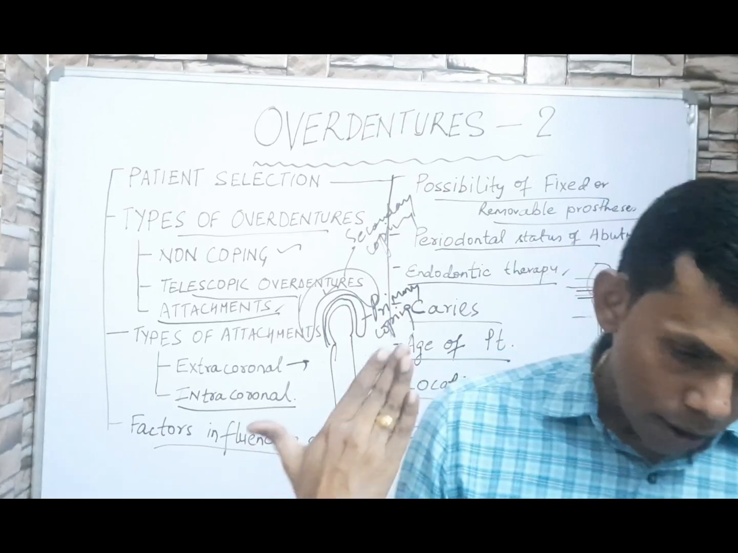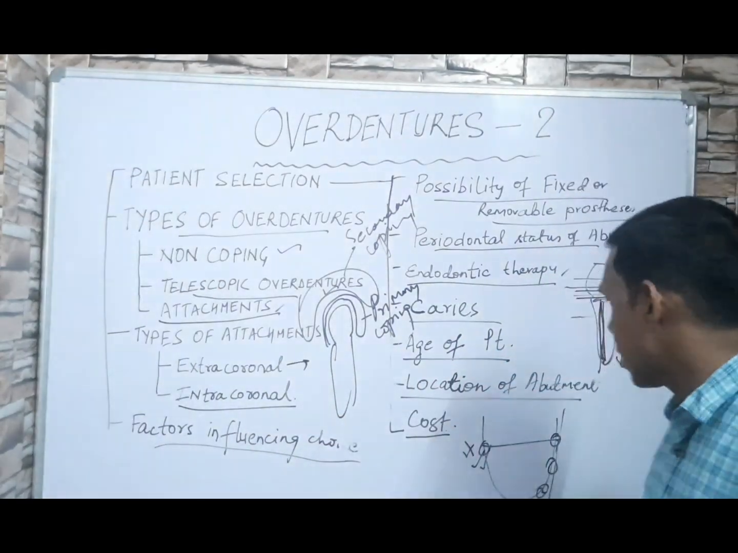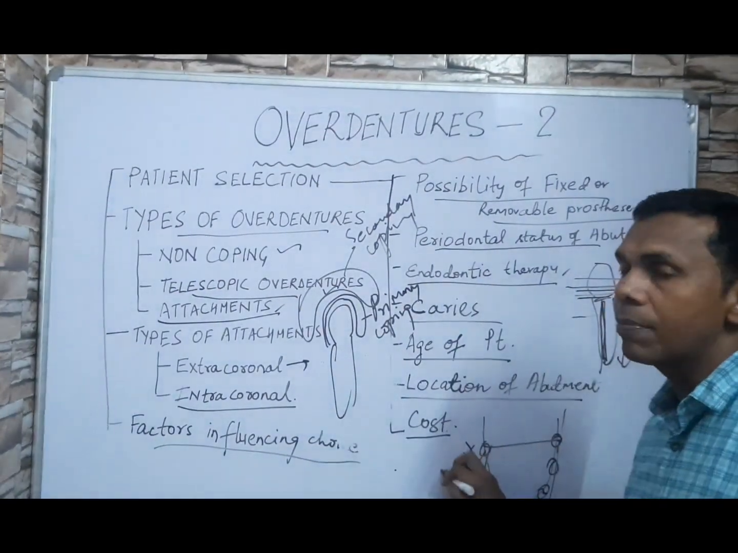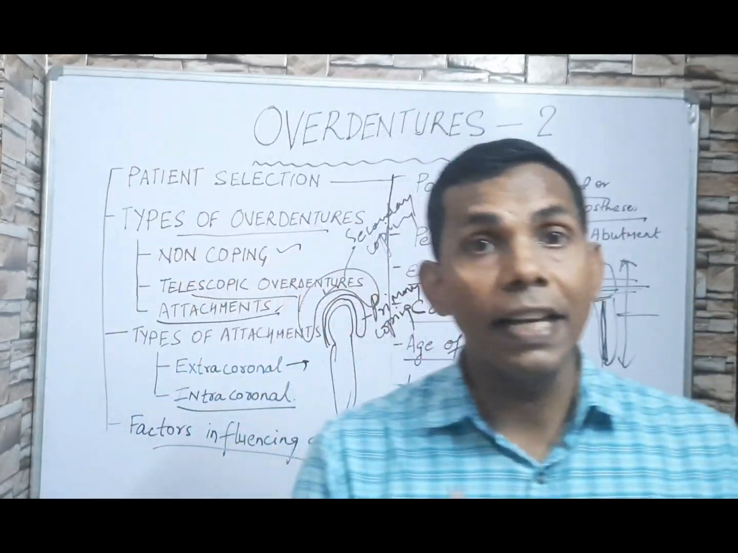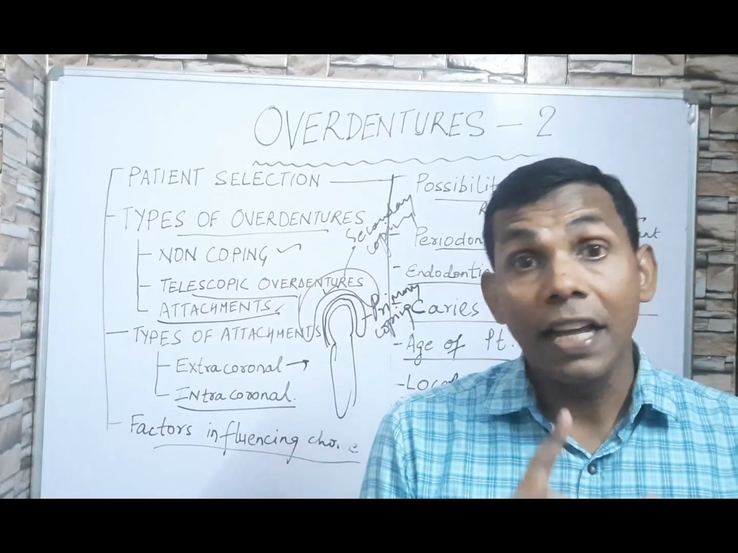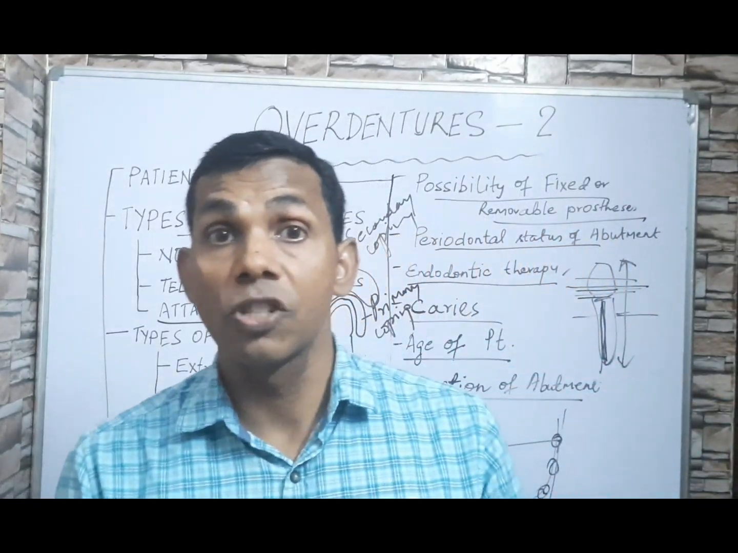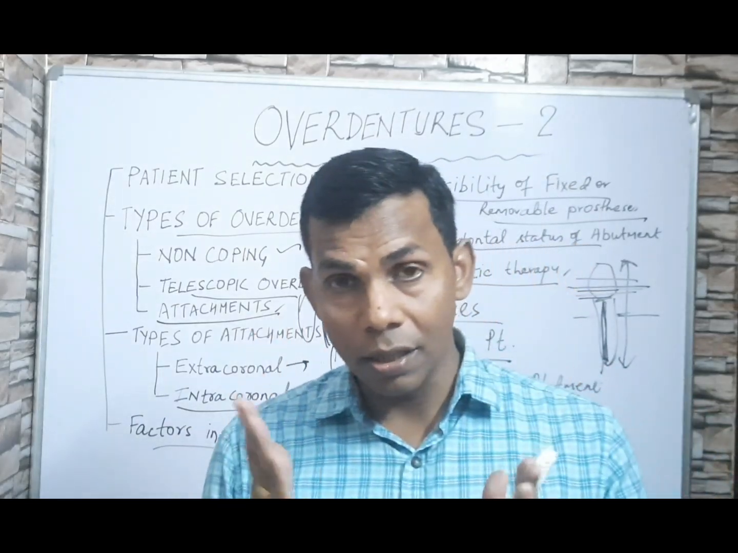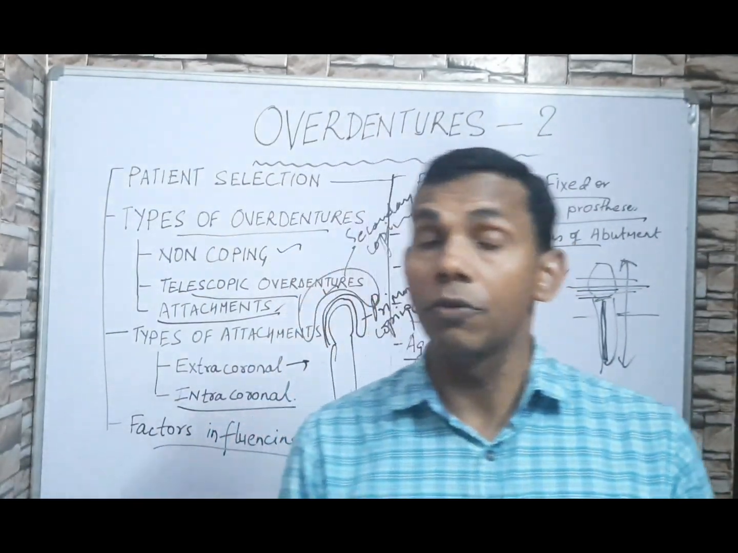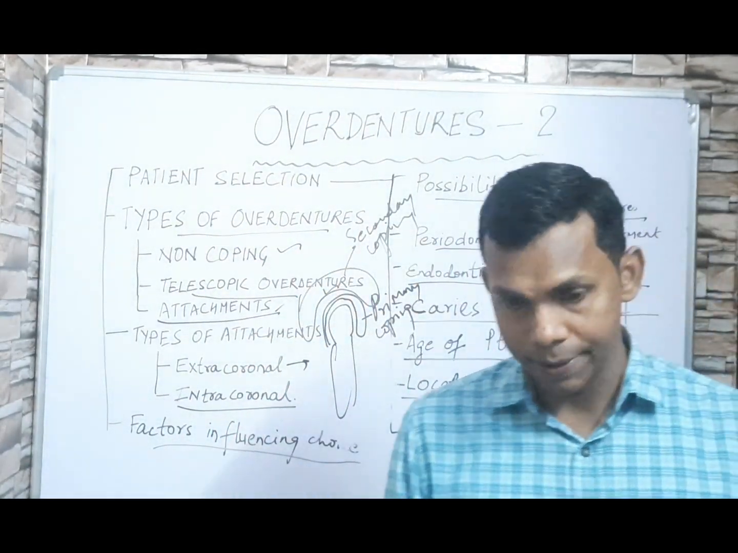Thirdly, the number of teeth which are present. If you have only 2 teeth present, or 3 teeth present, or 4 teeth present, it will increase the retention and stability of the prosthesis. Your choice will be altered by the number of teeth present. The more the number of teeth, the better it is.